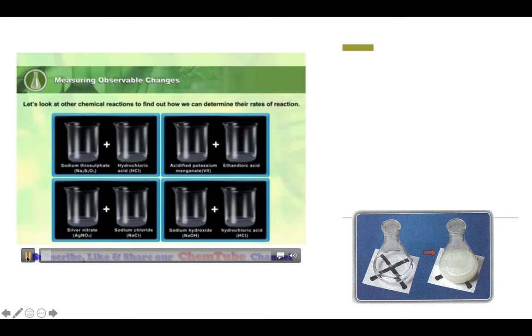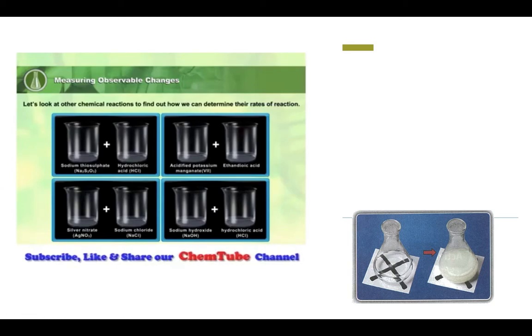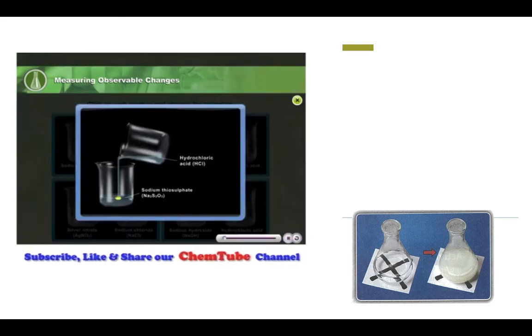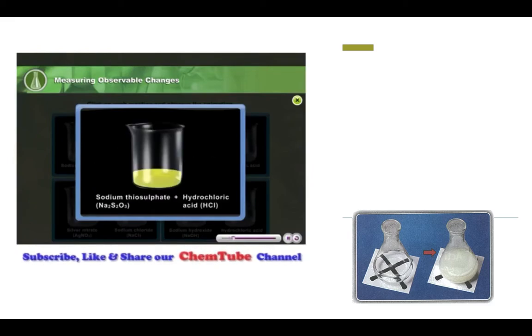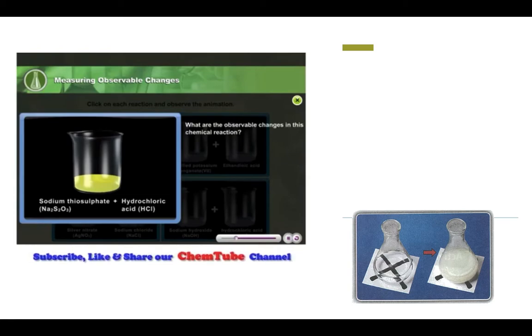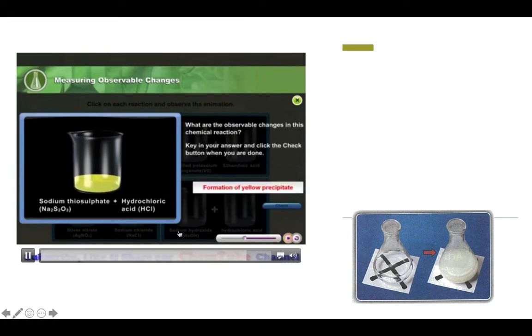Number three, let's look at the video first. Let's look at other chemical reactions to find out how we can determine their rates of reaction. Click on each reaction and observe the animation. What are the observable changes in this chemical reaction?